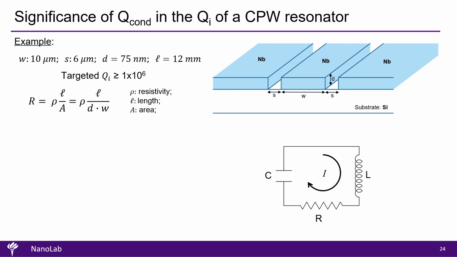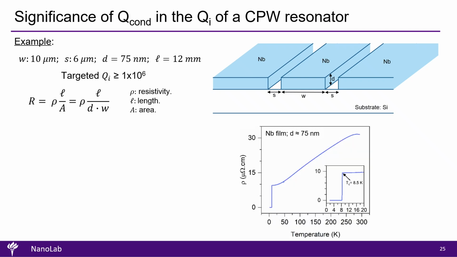The plot here shows the resistivity of niobium as a function of temperature from 0 to 300 Kelvin. As expected for a metal, resistivity decreases with temperature. Niobium is also a superconductor, so as shown in the inset, below its critical temperature Tc, its resistivity abruptly drops to 0 as the material transitions to the superconducting state. For this example, however, we'll treat niobium as a normal conductor. Let's assume our resonator operates at 10 Kelvin, where niobium reaches its lowest resistivity just before transitioning. Under those conditions, the resistance of the center conductor comes out to about 1.6 kiloohms.